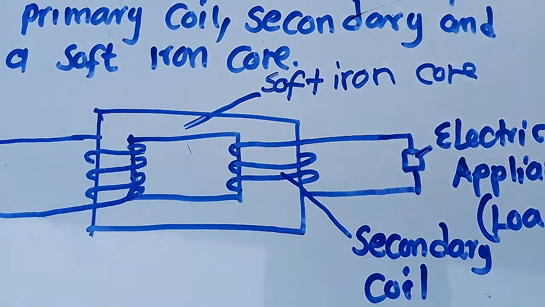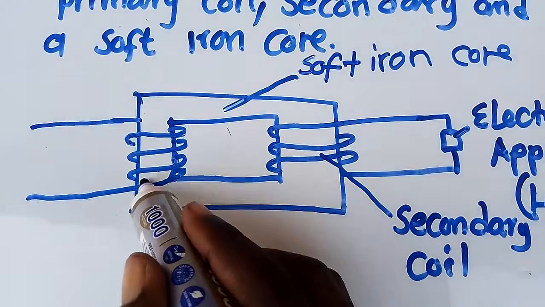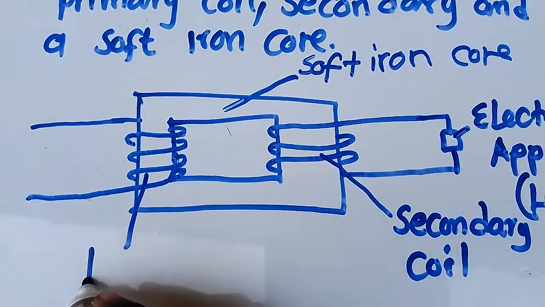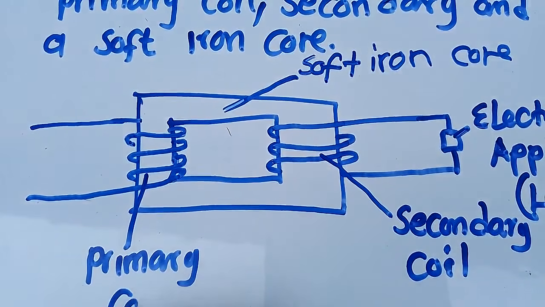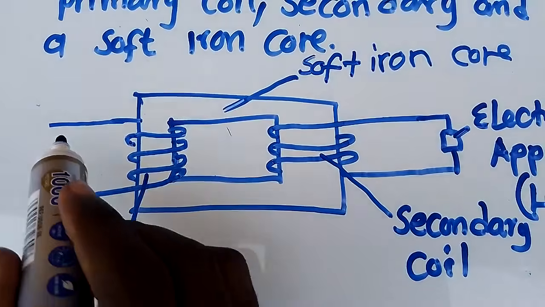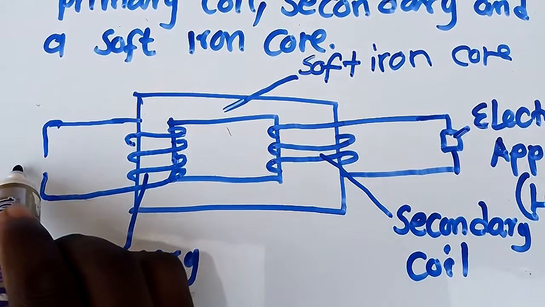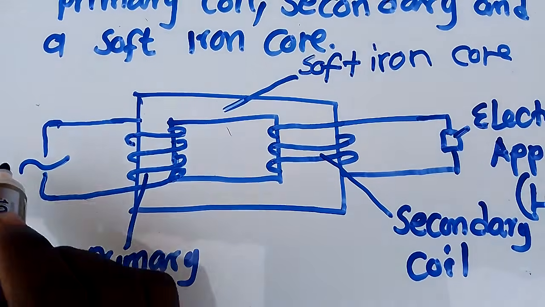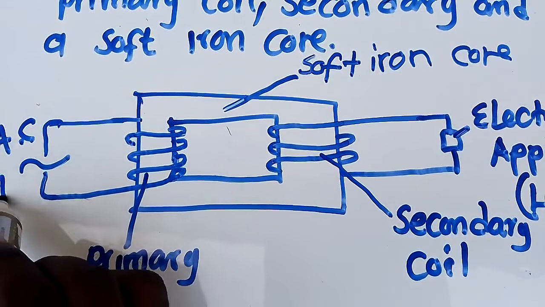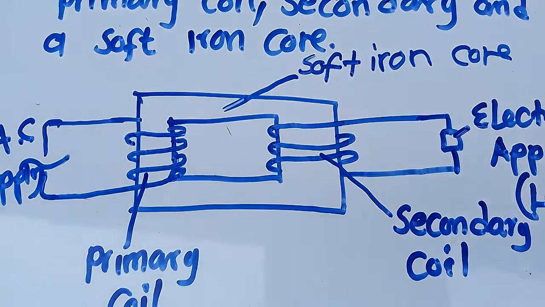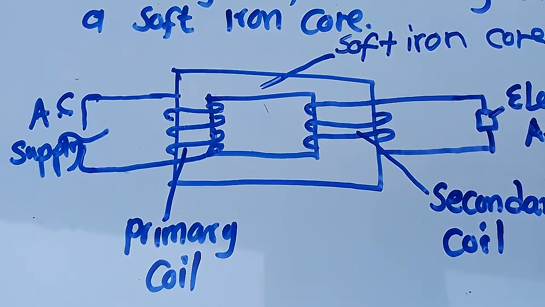There are coils here like this. This is called the primary coil. You also need to understand all these things. The primary coil is connected here. This primary coil is now connected to AC supply.